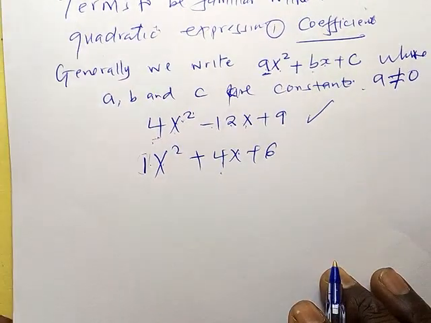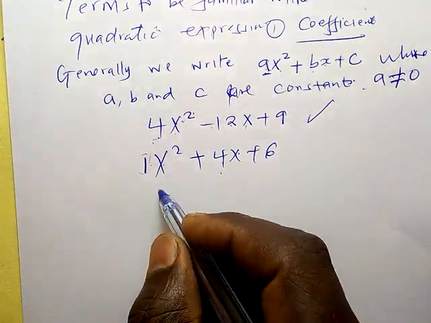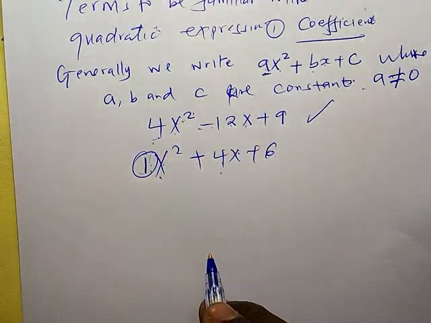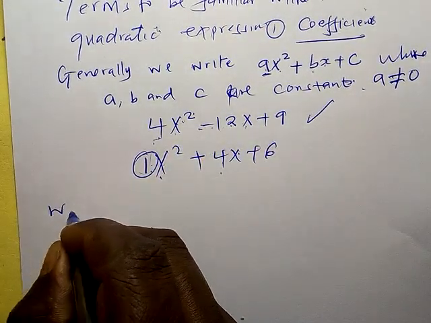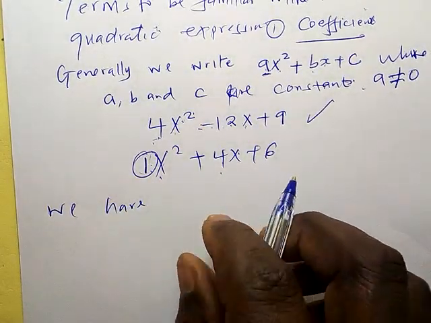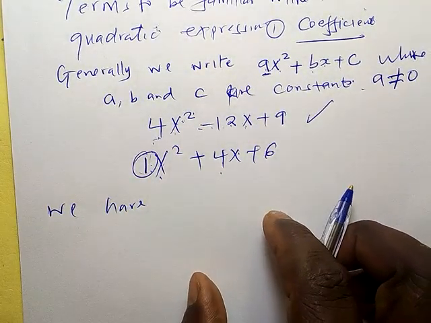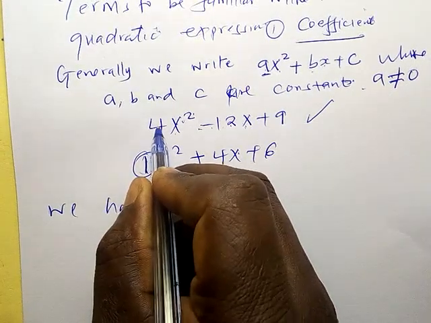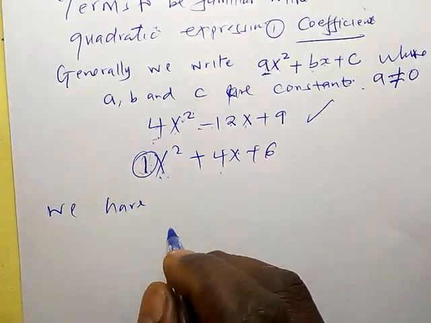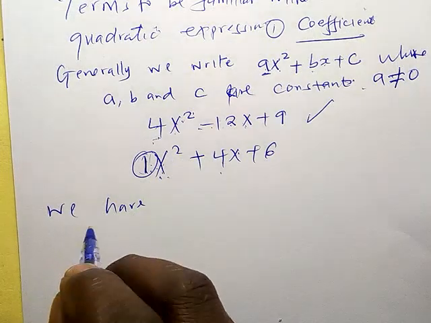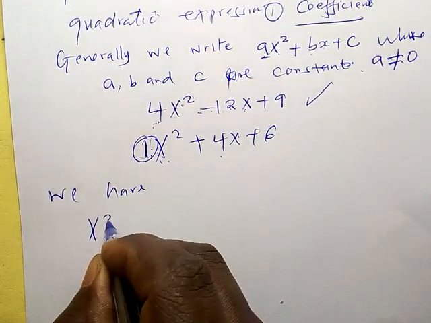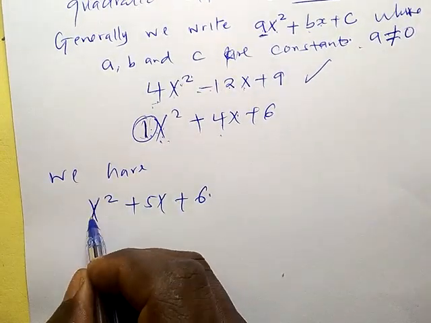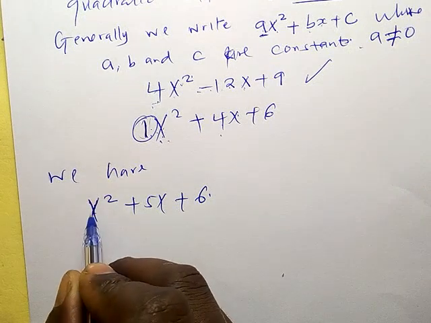Now the quadratic expression has been classified into 2. We have those where the coefficient is 1, and there are those where the coefficient is more than 1. So we have 2 kinds of quadratic expressions, those with coefficient 1 and those that have coefficients more than 1. So now let us deal with those that have a coefficient of 1. So now x squared plus 5x plus 6. We want to start with those that have a coefficient of 1.